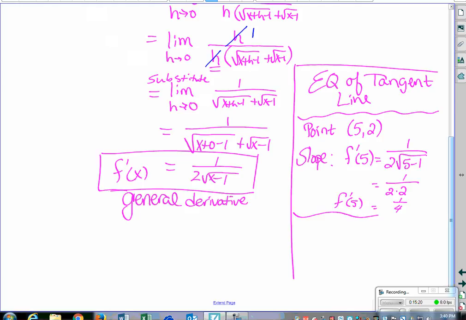And now the pieces are in place. We can write y minus the y value of 2 equals the slope of 1/4 times x minus the x value of 5. And you're done.